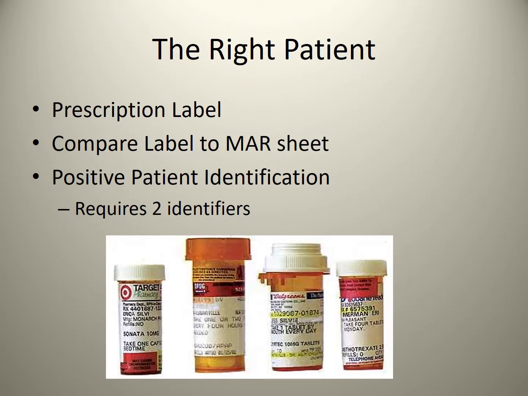So, first of all, we got the right patient. We'll read the patient's name on the prescription label, and we'll compare it to the corresponding MAR sheet, or medication administration record. Once we see the name matches, then we can proceed to our positive patient identification. We can do this by either checking the armband, asking the patient their name, confirming the patient's name with a familiar staff member, or there may be a picture accompanying their MAR sheets that you can compare to a picture that would be on their wall over their bed.